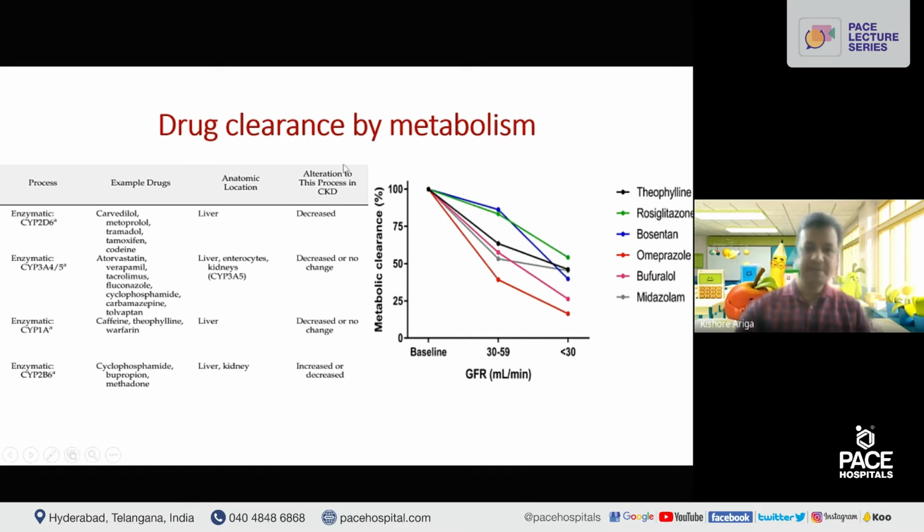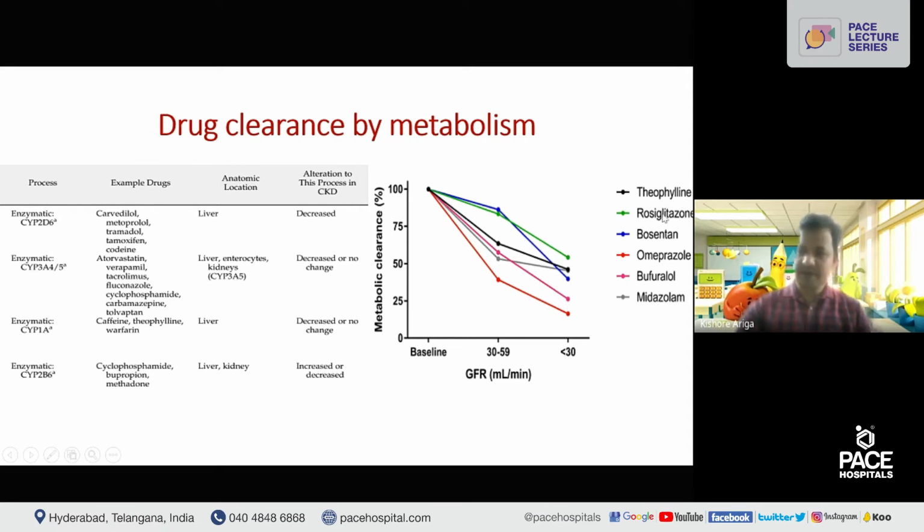But what happens in patients with kidney disease? There is decreased metabolism, or sometimes it may be increased also. So, kidney not only affects the clearance at the kidney level, it will also affect the metabolism at other sites in the body. This is shown in this graph.